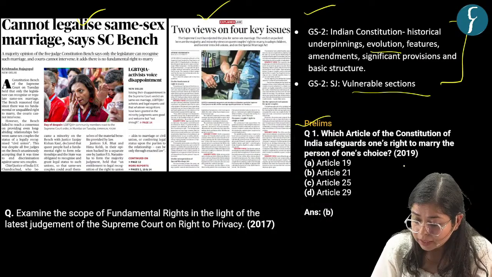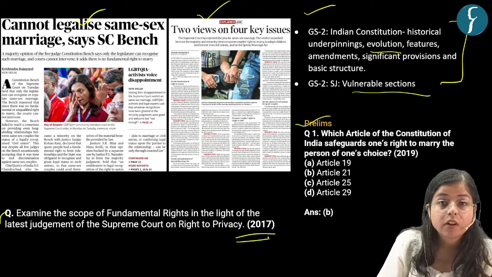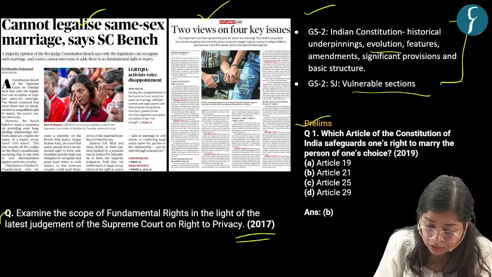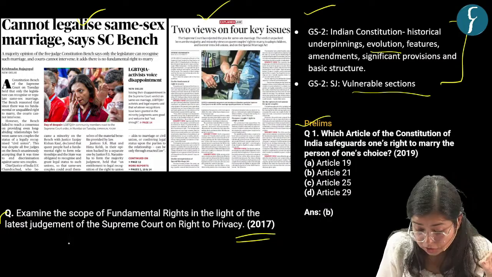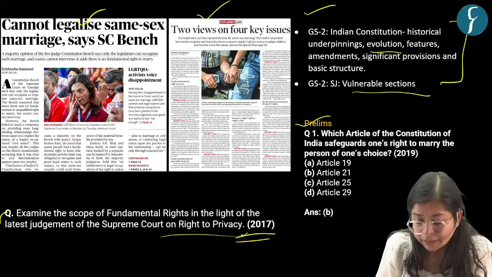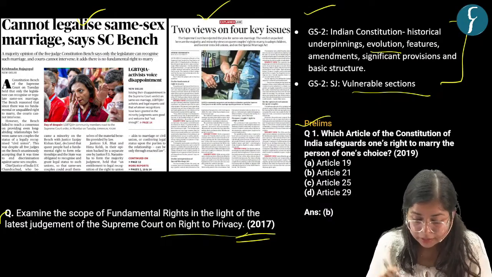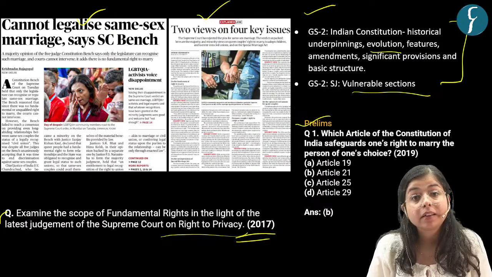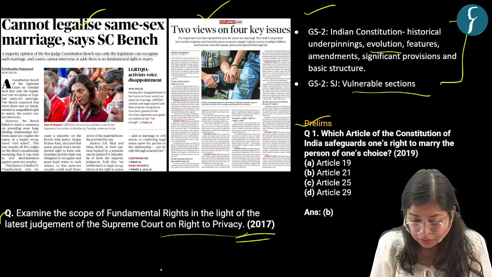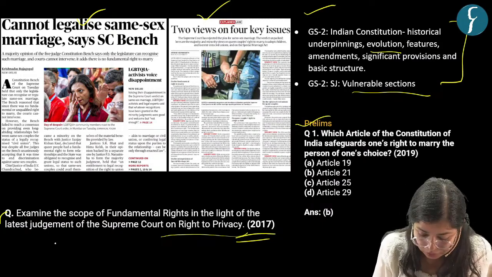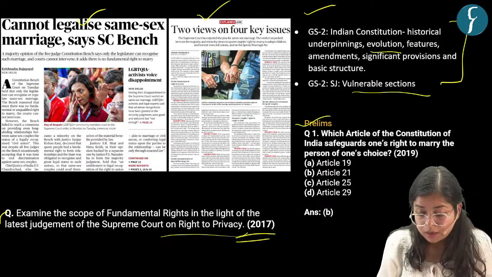Like in the year 2019, we saw this question in prelims. And in the year 2017, we found the mains question which said: examine the scope of fundamental rights in the light of the latest judgment of the Supreme Court on right to privacy. Now, on similar lines, one can expect a question like: examine the scope of fundamental rights for transgenders or the LGBTQ community, or the evolution of their rights. We can expect this question. Now, let's proceed further.